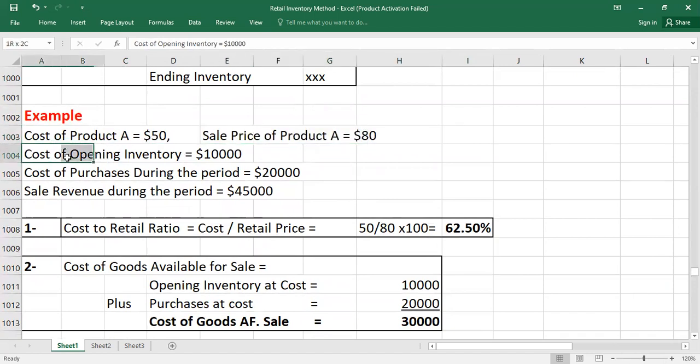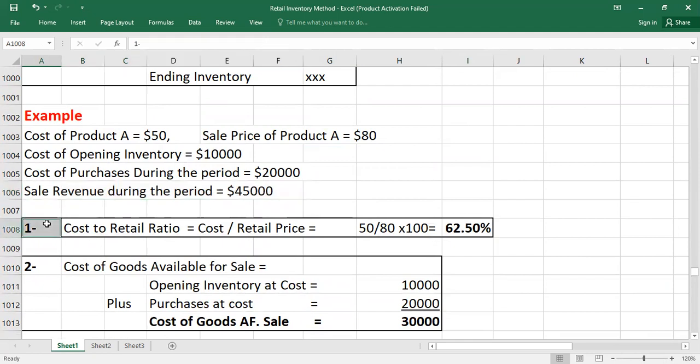Here you have a cost of opening inventory of $10,000. Okay, this is the cost. Then you have a cost of purchases during the period of 20,000. Then you have a sales revenue during the period of $45,000. So now we will repeat those four steps.